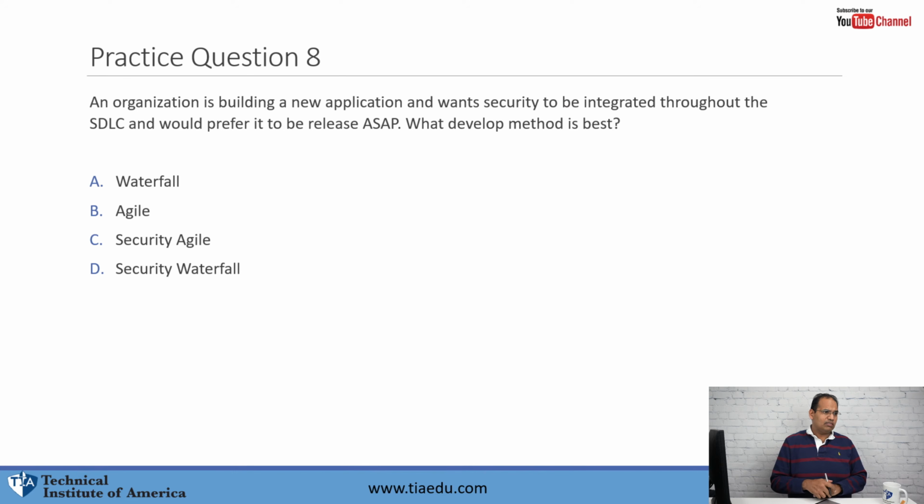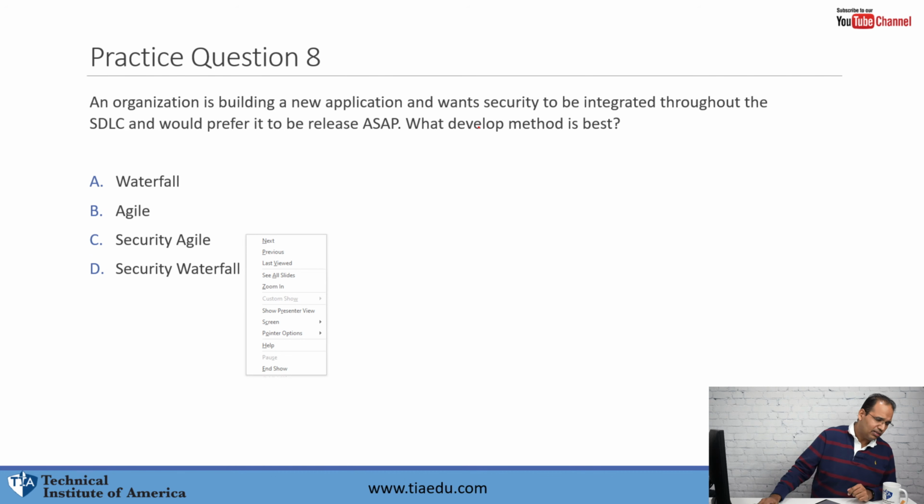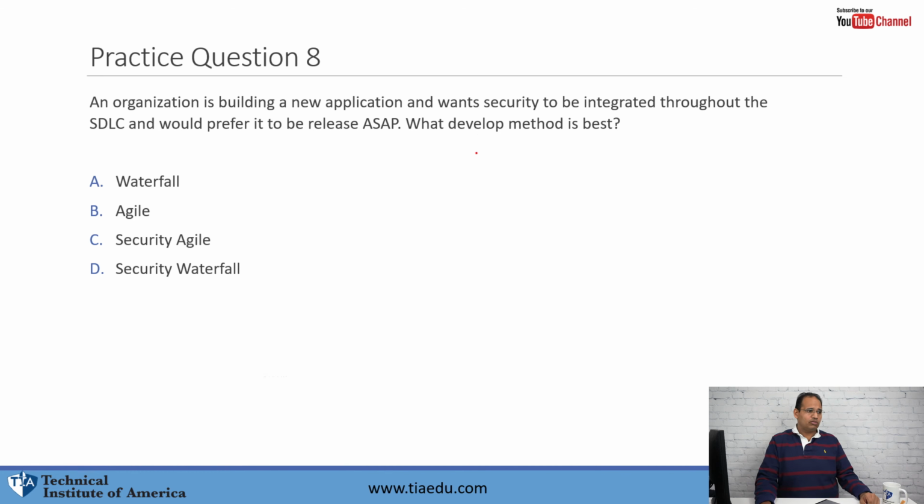All right. An organization building a new application wants security to be integrated throughout the SDLC and prefers it to be released ASAP. What development method is best? Waterfall, Agile, Security Agile, or Security Waterfall? I'm going to give you guys a hint. Two of these terms are made up. You want it to be released quickly and be more integrated. What are we going to be doing?